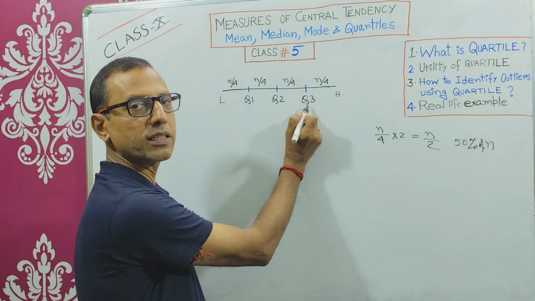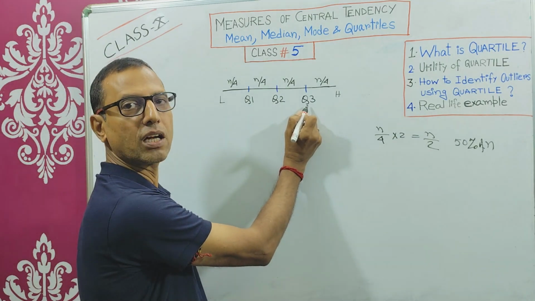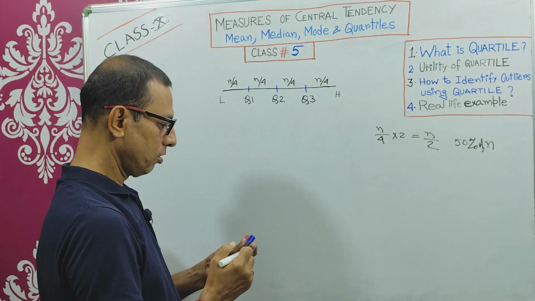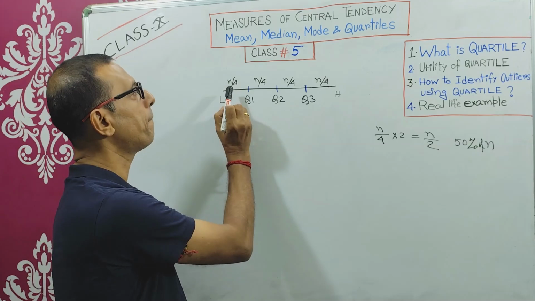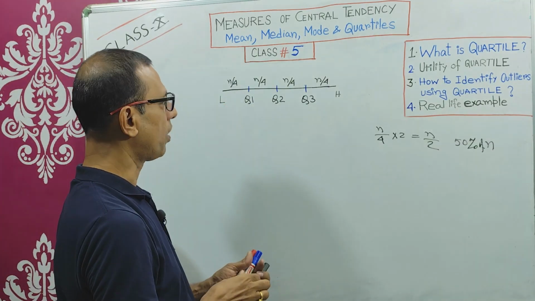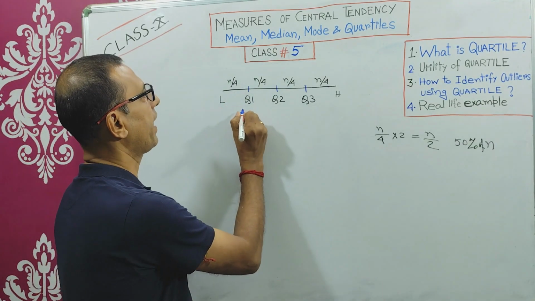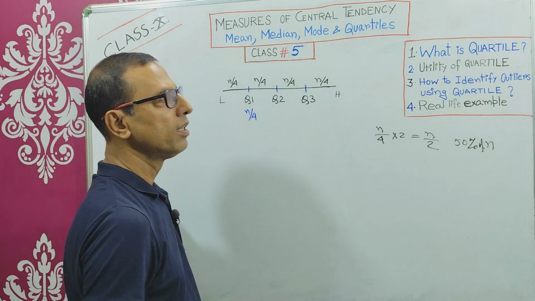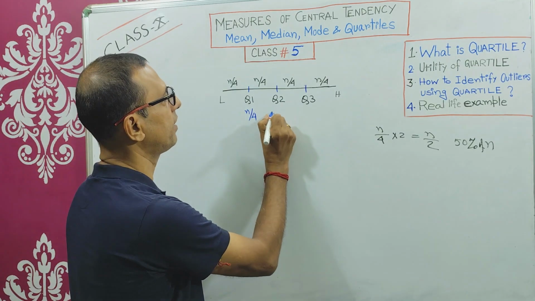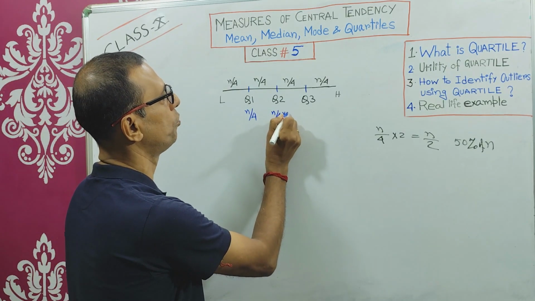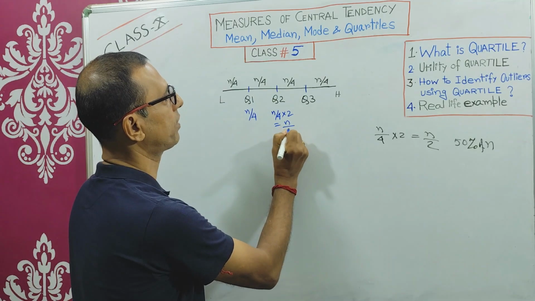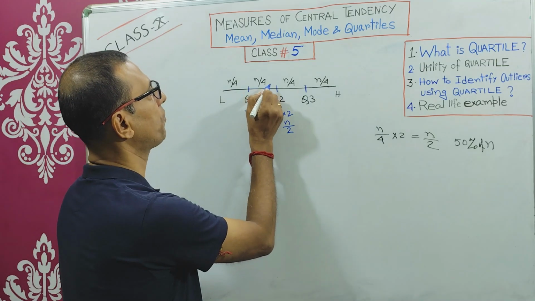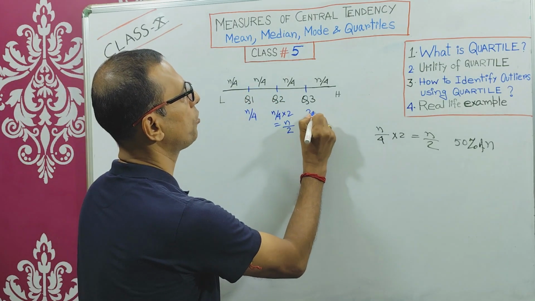And Q3, that is the third quartile, is also termed the upper quartile, right? So with respect to the number of observations, the first quartile is at the end of n by 4. Second quartile, that is the median, is n by 4 into 2, that equals the n by 2th term. Third quartile is n by 4, n by 4, n by 4, that means 3 into n by 4.